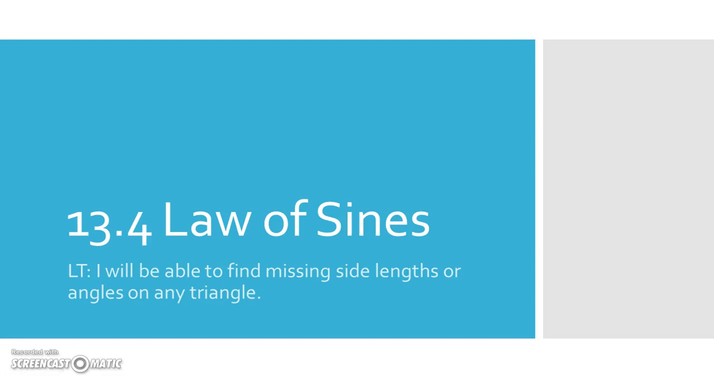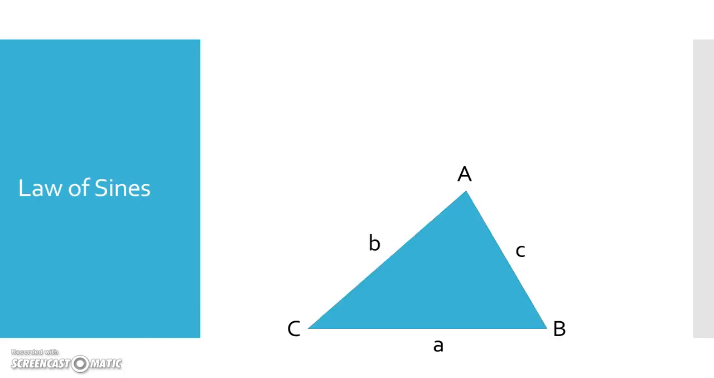Welcome to 13.4. This is Law of Sines. We're going to be able to find missing side lengths on any type of triangle. So first, here's a triangle.